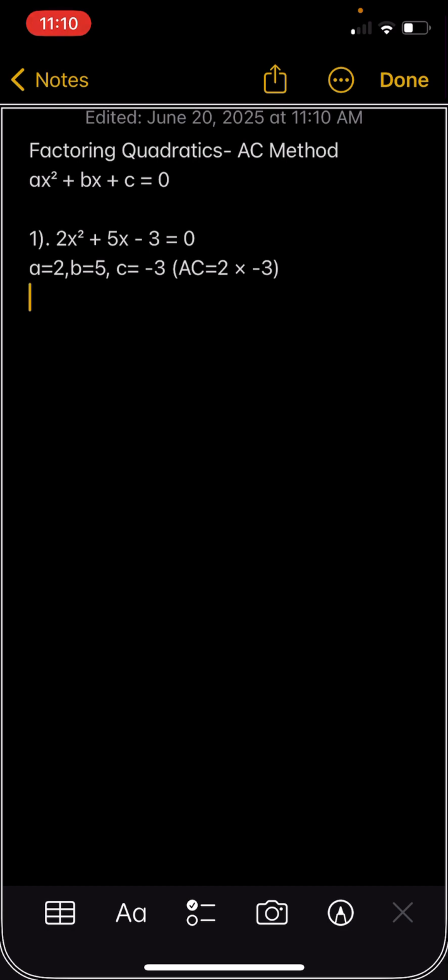In brackets, what I have is a times c. A times c is 2 times negative 3, and if we multiply 2 times negative 3, we get negative 6. So the product of a and c in the case of this equation yields negative 6. Next step is to find two factors of negative 6 that will add or subtract to give us positive 5.